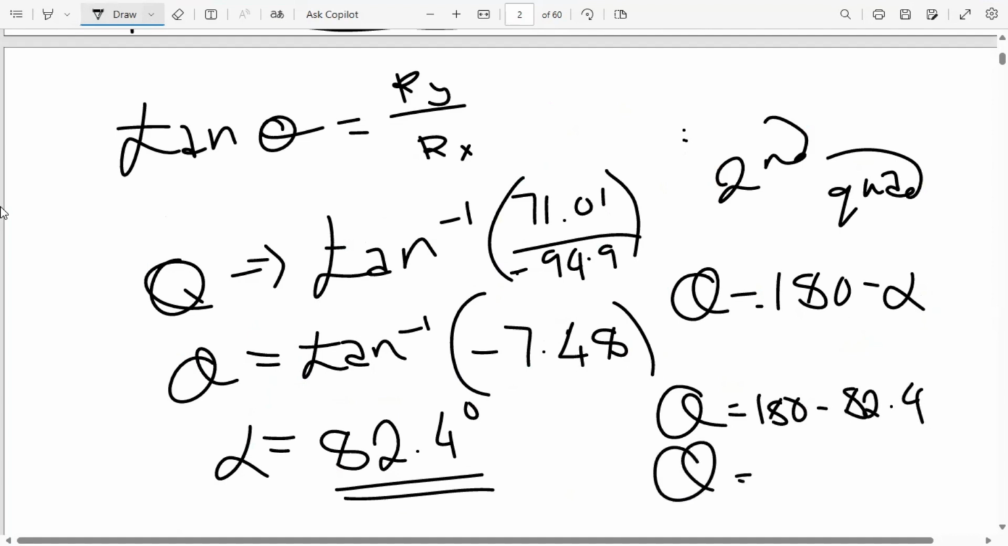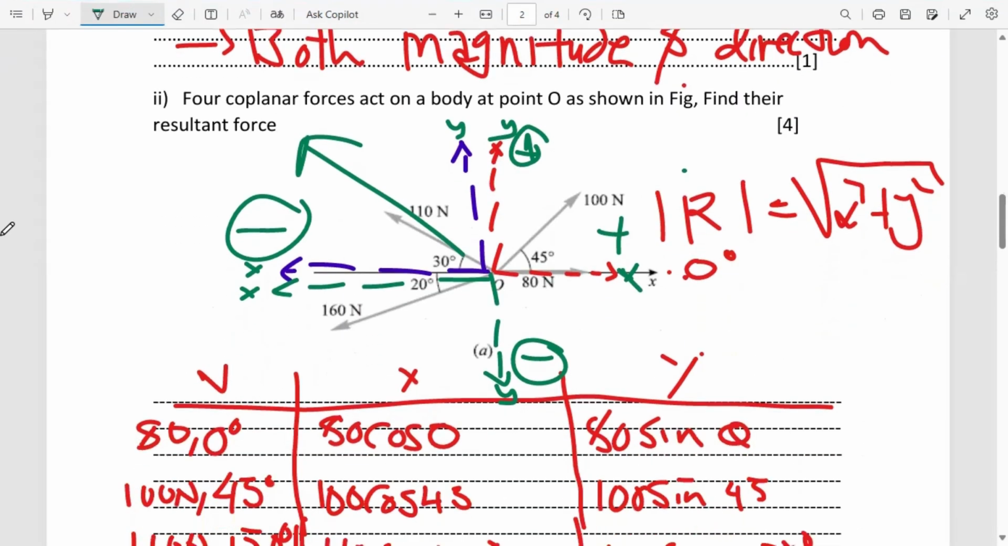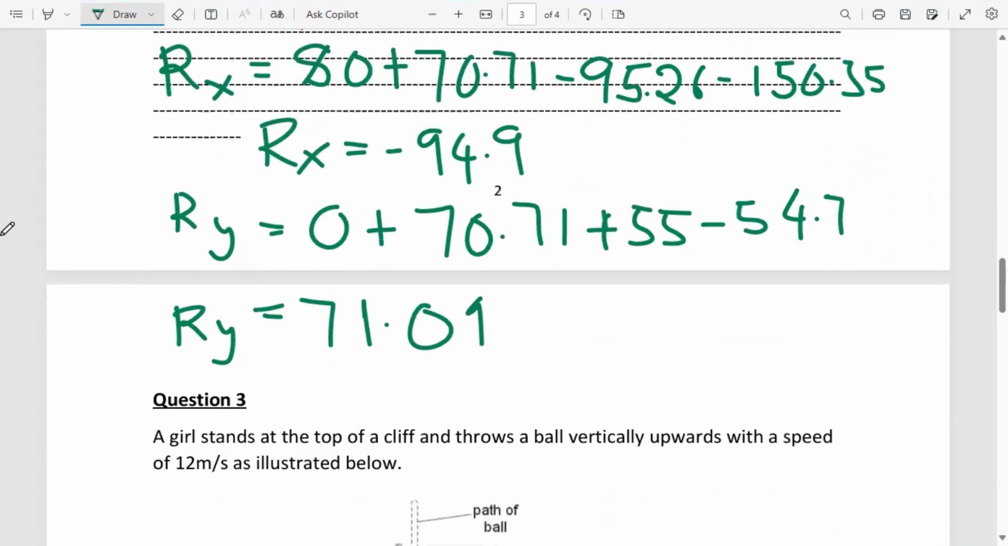That means our direction theta from the positive x-axis is equal to 180 minus 82.4, and that is giving me 97.6 degrees from the positive x-axis. So that, ladies and gentlemen, is the direction of our resultant vector from the positive x-axis. And if we reach that point, that means we are done with question 2, part 2.